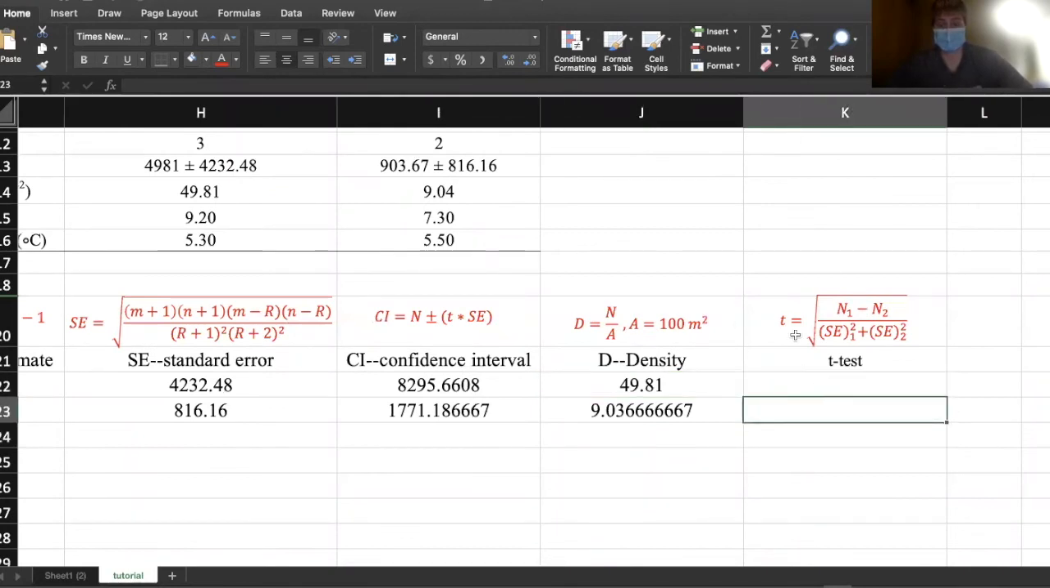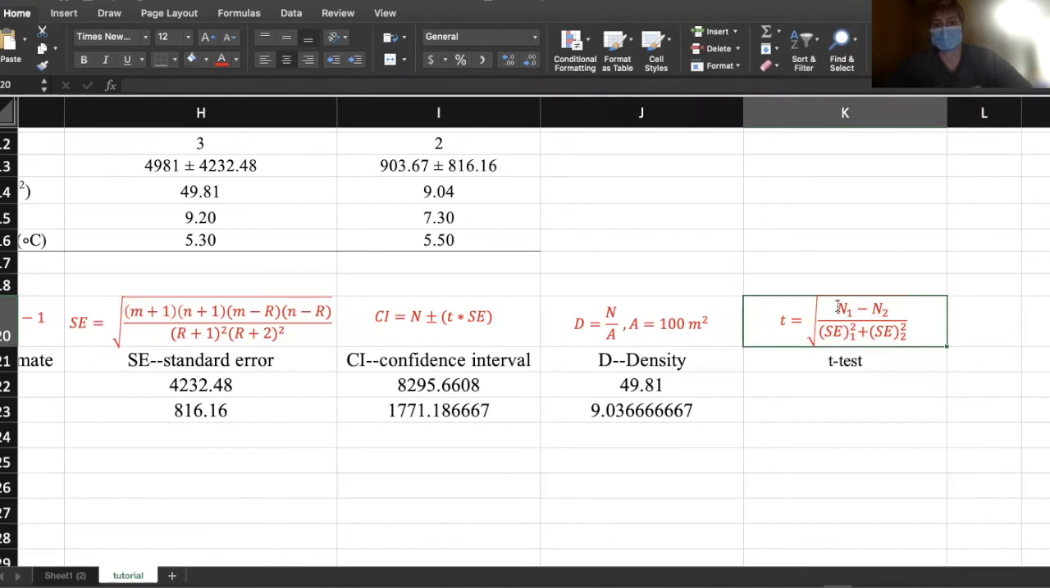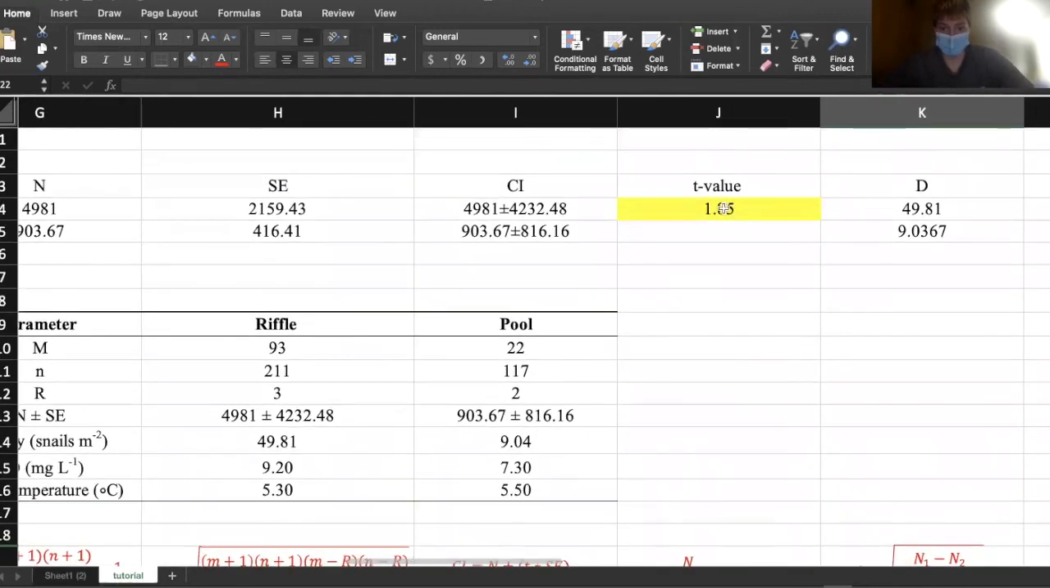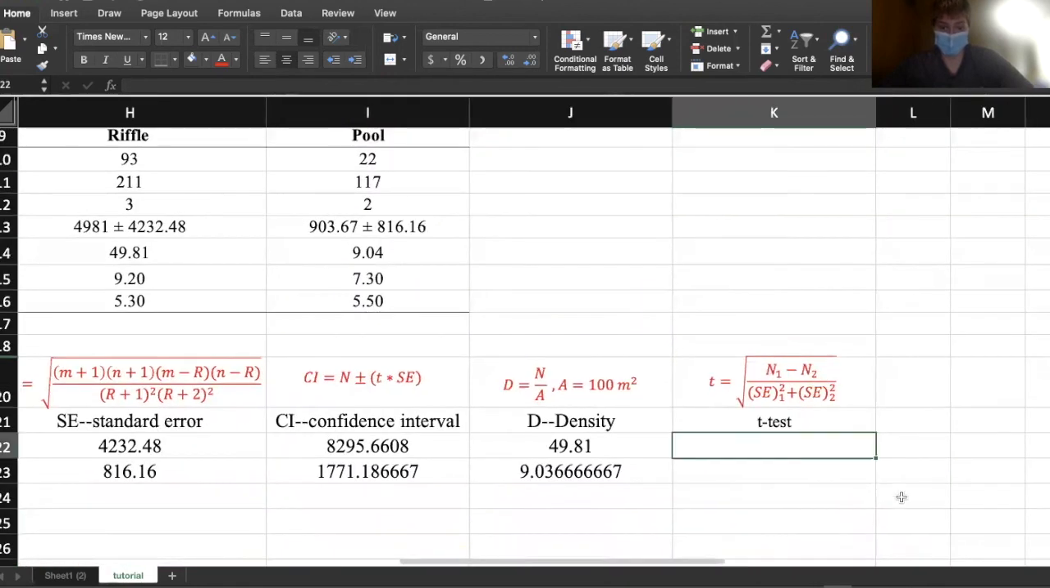Finally, for the t-test, you're going to do it by hand, and this is the formula you're going to use. You're just taking the population estimate for riffle, subtracting the population estimate from the pool, and then dividing that by the squared standard error values added together, and taking the square root of that. I'm not going to do it on Excel because I don't like doing square roots on Excel. I have the value up here already, or it's just one value because you're comparing both habitats.